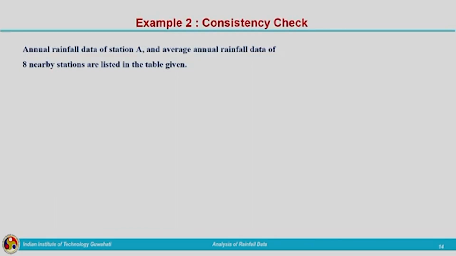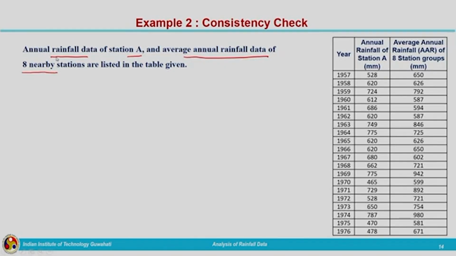Now, we can solve a numerical example related to consistency check. Let me read out the question. Annual rainfall data at station A and average rainfall data of 8 nearby stations are listed in the table given below. So, we have the annual rainfall data of station A and the average annual rainfall data of 8 nearby stations. The average of the 8 stations has been taken and put in the table.